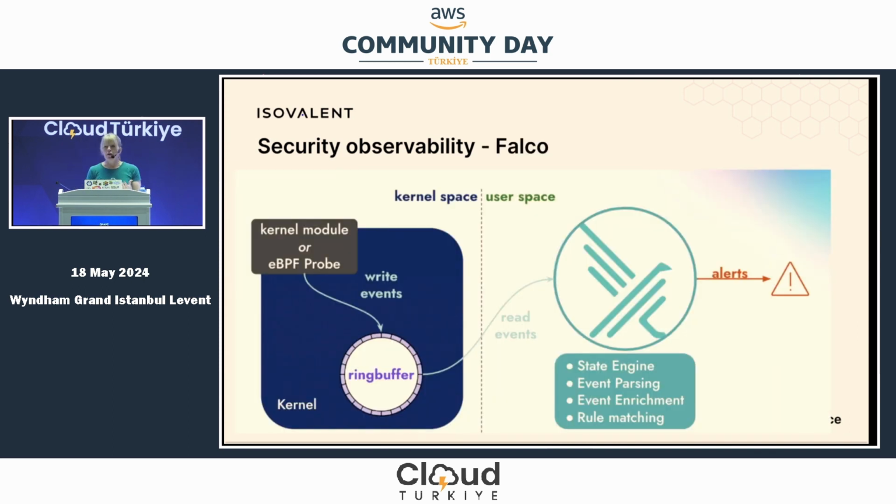So Falco is a CNCF project that uses kernel modules or eBPF probes to collect these security events, and then pass them to user space where we can compare them against a set of policy rules. And then based on those policy rules, we might generate alerts or generate some kind of activity that will kill the offending process.